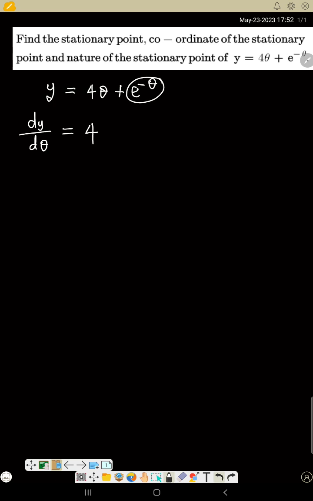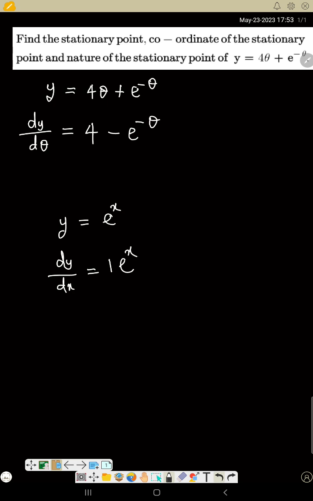Differentiate e raised to power minus theta. So first differentiate minus theta, there you get minus 1. Now you rewrite that. Look at it here: if y equals e raised to power x, dy over dx is, you first differentiate x, you will get 1. Now you rewrite everything. So that is the concept of differentiating e.